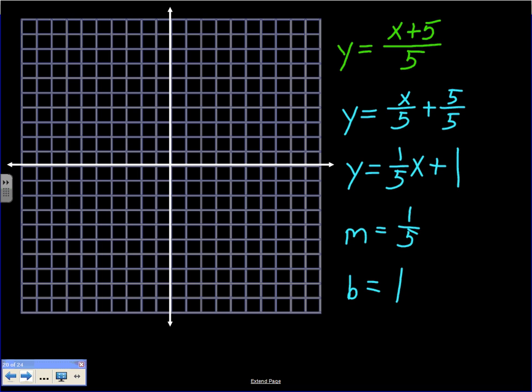So we're going to plot the y-intercept first. You start at the origin. You go up to 1 on the y-axis. And how do you plot a slope of 1/5? Well, the change in y is on top, so that means you go up 1. Change in x is on bottom. To the right, 5. You go up 1, to the right, 5. You could have also went down 1 and to the left 5, and down 1 and to the left 5. And you have this line.